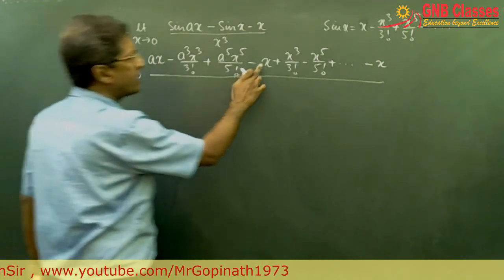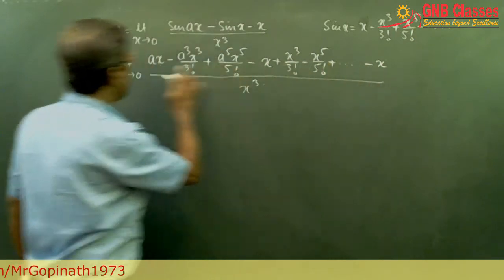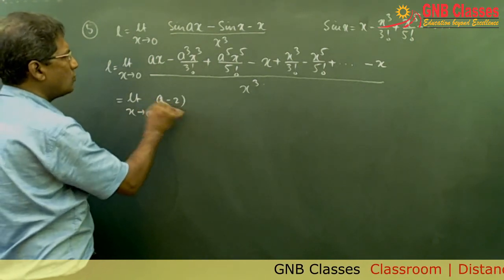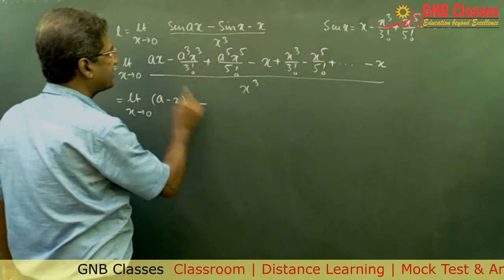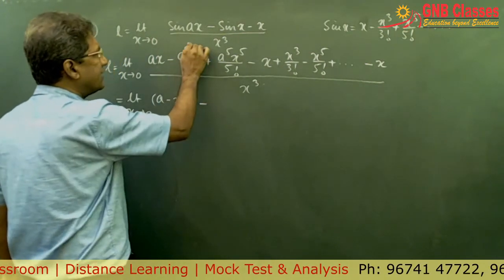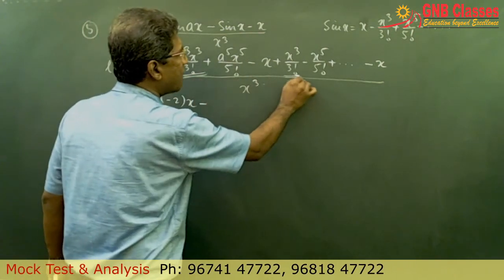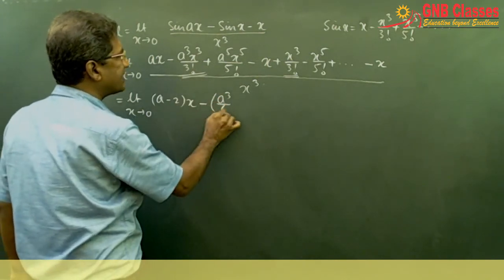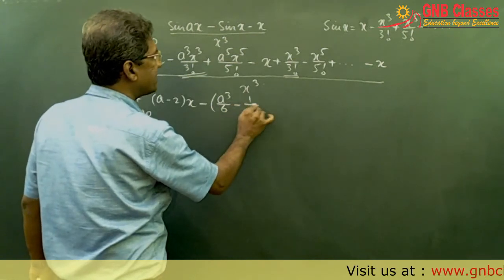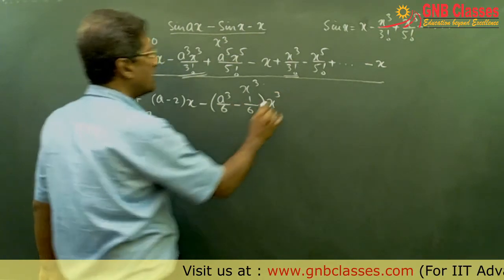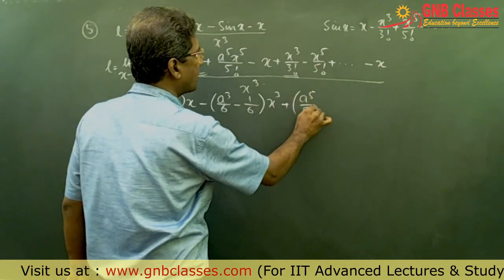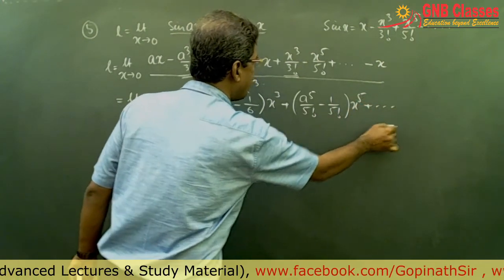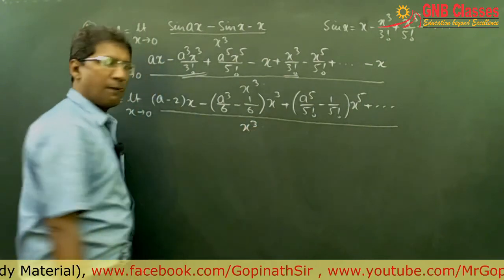Now what we are getting here is minus x over here, and x is there, so we can write it as a minus 2 into x, minus, look carefully here, this one and this one have x cube, so taking x cube common, we are left with a cube by factorial 3, that is 6, minus 1 by 6, x cube, plus a to the power 5 by factorial 5 minus 1 by factorial 5, x to the power 5, and this goes on, divided by x cube. Now look carefully.